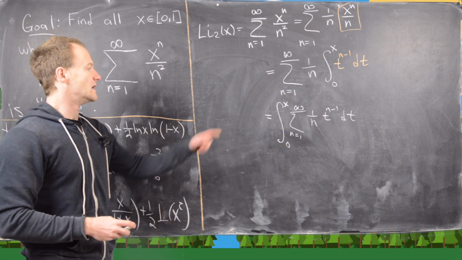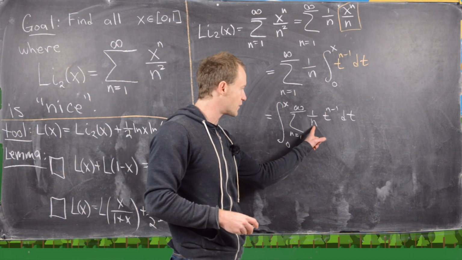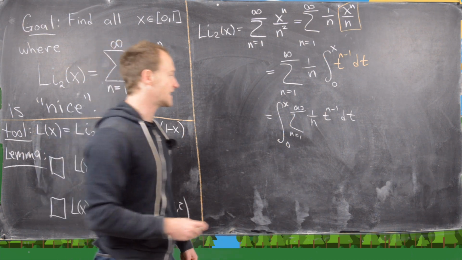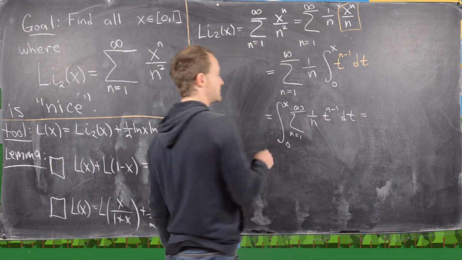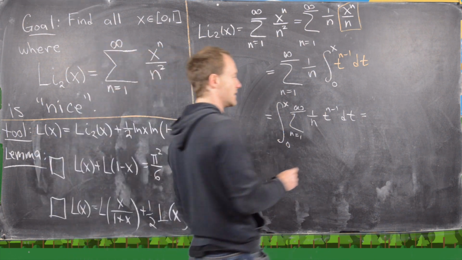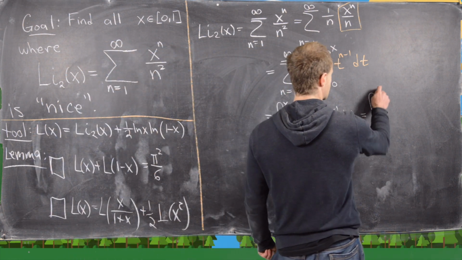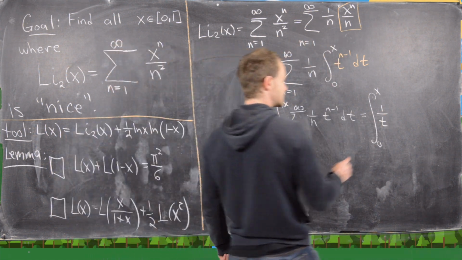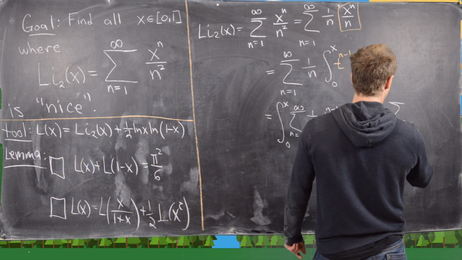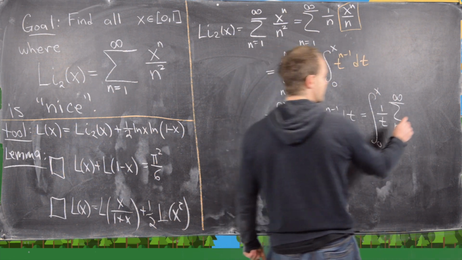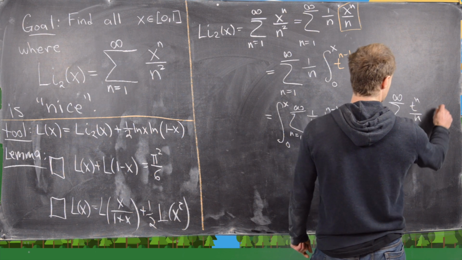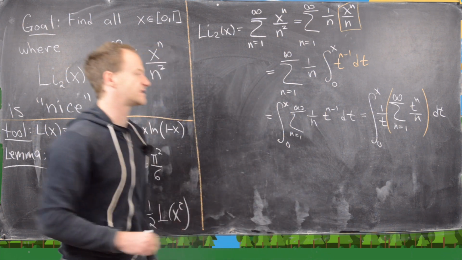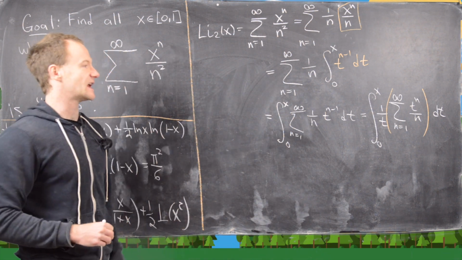Okay, good. Now, notice we kind of want this 1 over n to match the exponent of t, so we can do this trick again. And how we can get that is by factoring a t out of this sum. And so that's going to give us the integral from 0 to x of 1 over t times the sum n equals 1 to infinity of t to the n over n, and then we have dt. So now I'll put that sum in parentheses.